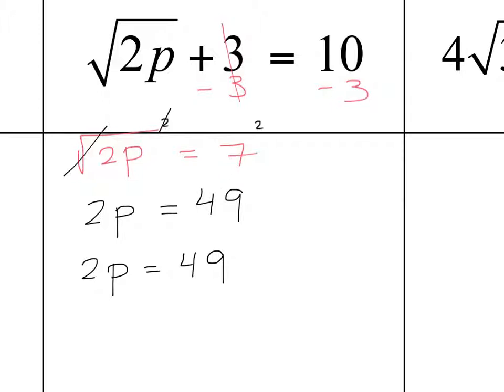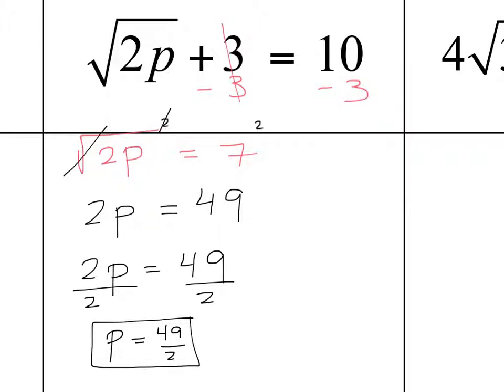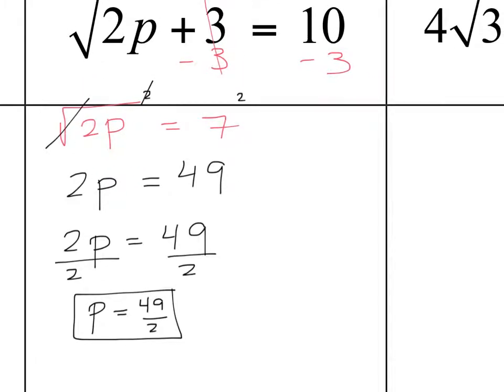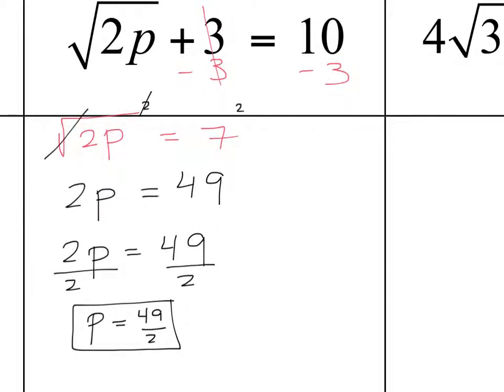Now you need to solve this by dividing both sides by 2. So p is equal to 49 over 2. You can keep it as such in a fraction form, or you can actually find what the decimal number is. Now after you get your solution, remember you have to plug it in and check if it's really a solution, if it really makes sense. So don't forget the last step.